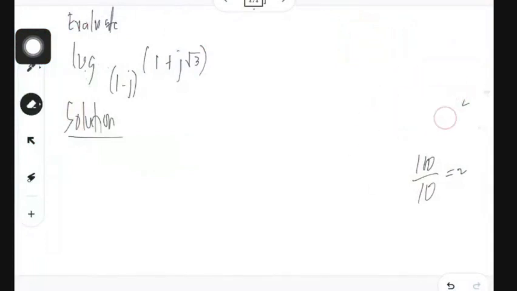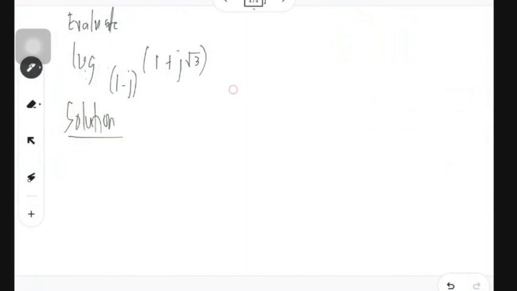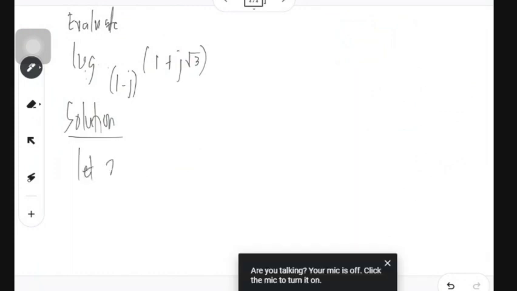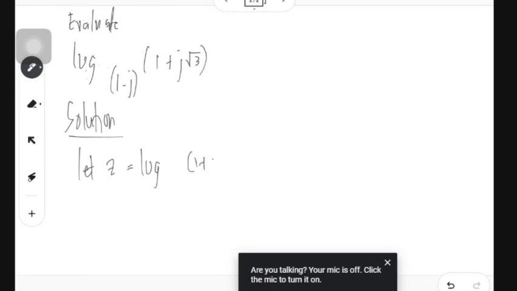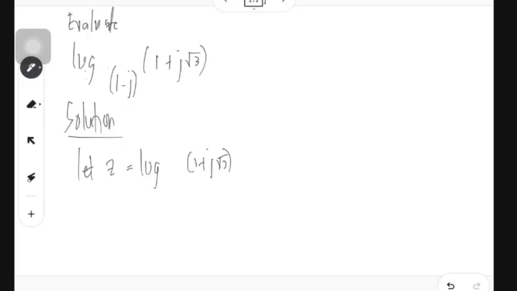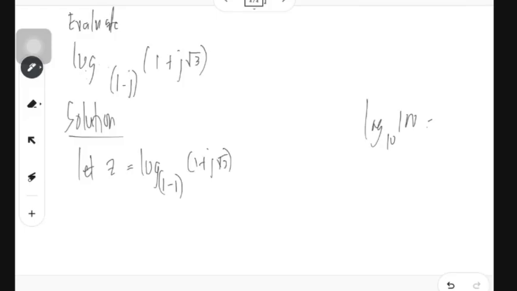Tama yung sinasabi ng isang classmate ninyo, ganito, no? Introduce another variable or another parameter. So, let's say c be equal to the logarithm of 1 plus j square root of 3 to the base 1 minus j. So, apply the principle. Diba, logarithm of 100 to the base 10 is equal to 2. And if we're going to simplify, the base 10 raised to an exponent is equal to 100.